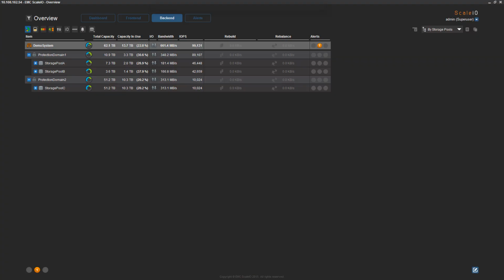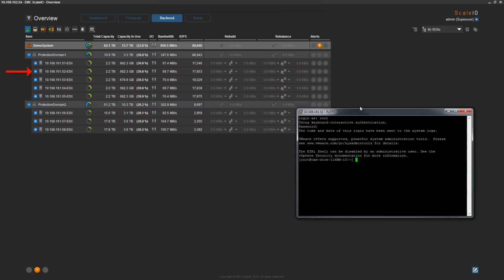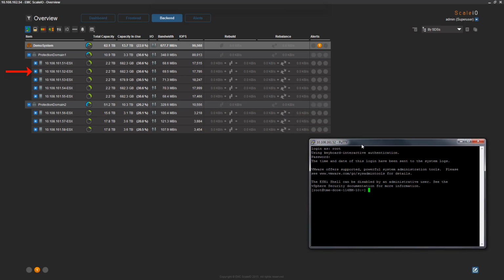Protection domains manage the protection and availability of storage pools. Protection domains and storage pools can both expand or shrink as needed. In the next step, we will simulate an unplanned failure of one of the nodes in the first protection domain to show a reconstruct operation. To create this failure, we're going to halt the ESX instance running on one of these nodes.